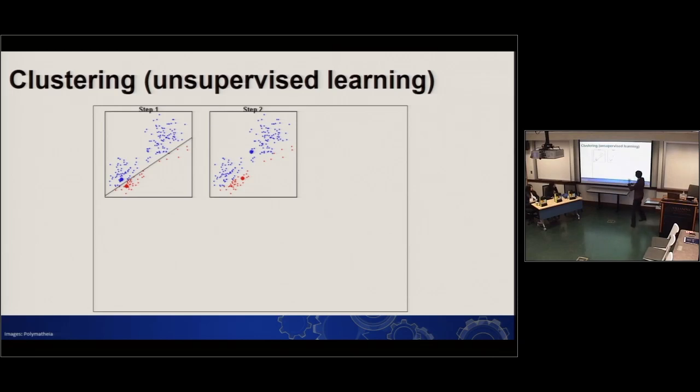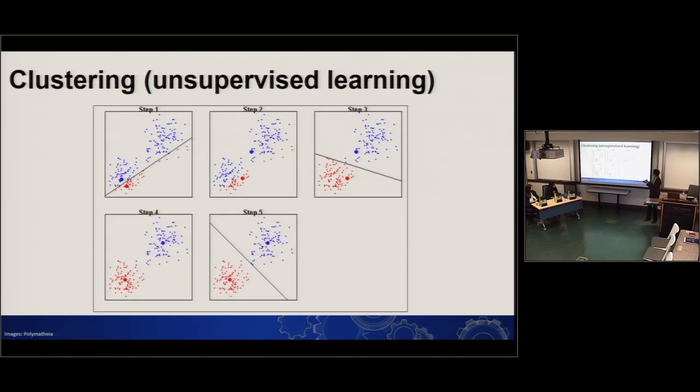And we can keep doing this and going through these steps. And finally, we get something that looks reasonable. So the algorithm itself has learned that there are these two different clusters, this red cluster and blue cluster. So those were not labeled beforehand.